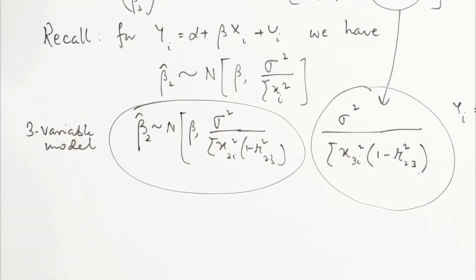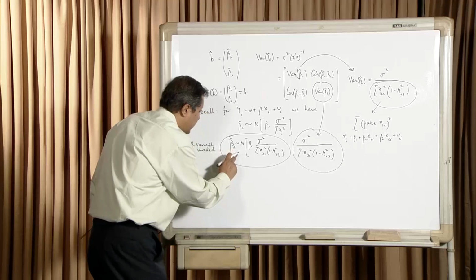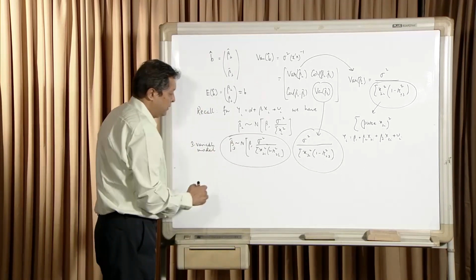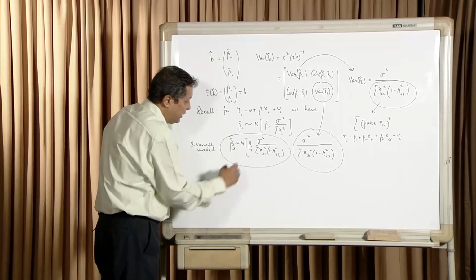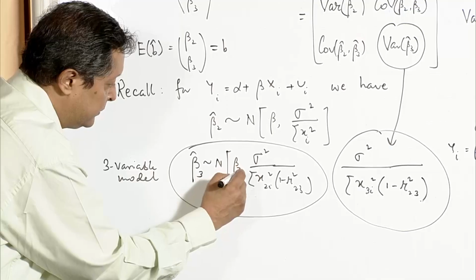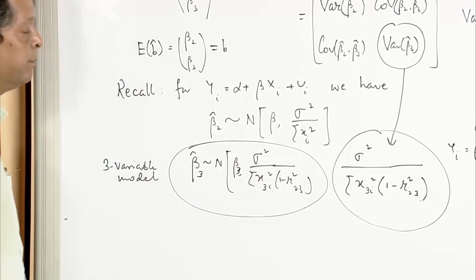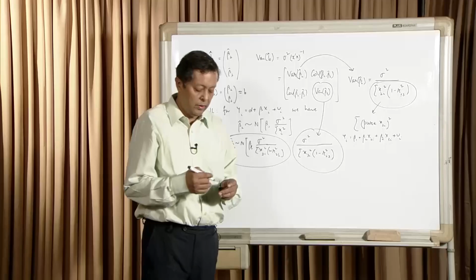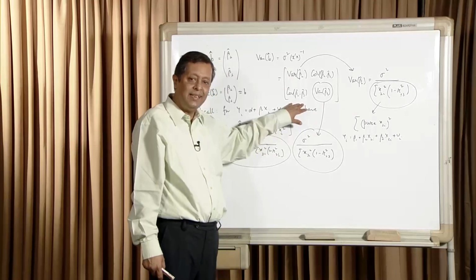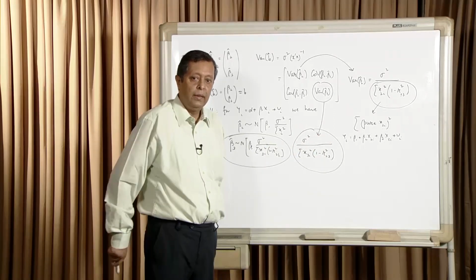Similarly, viewers, if instead of beta 2 we write beta 3, what would we get? Beta 3 hat would follow a normal distribution. Instead of beta 2 hat we would write beta 3 hat here, beta 3 here, and instead of x 2i, we would write x 3i. So, that is the intuitive explanation of the variance. Covariances will come in an easier manner when we go to the matrix formulation, which is what we will now take up.